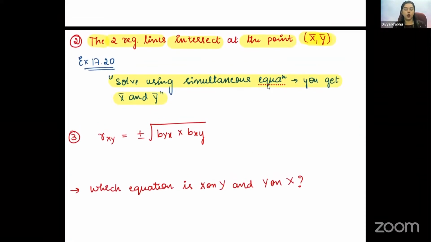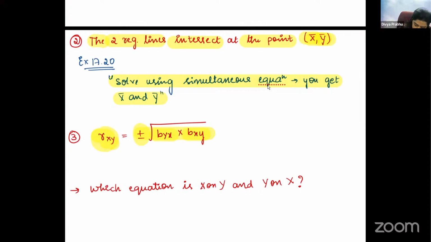Now coming to the third property. The third property says that Rxy is always the geometric mean of the regression coefficients. To put it in words, the correlation coefficient is the geometric mean of regression coefficients. So Rxy is equal to plus or minus root of byx into bxy.